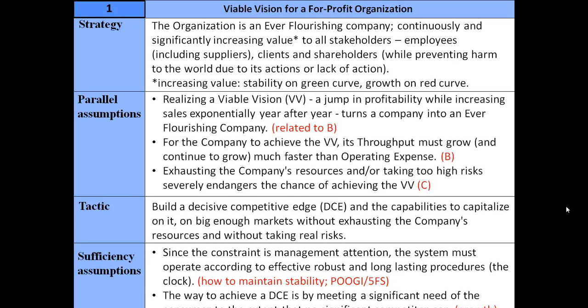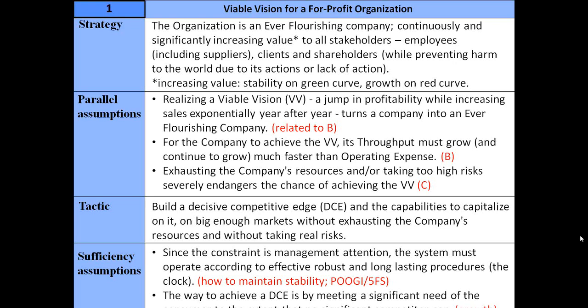Second component, capabilities to capitalize on it. Just because you have a decisive competitive edge doesn't mean that your sales are going to grow exponentially. You have to be able to capitalize on it. And in some cases, organizations need to do effective marketing and sales to make that happen on big enough markets, so we're not fighting for some piece of a small pie, but a huge market that gives us plenty of room to continue to have the exponential growth, and without exhausting the company's resources and without taking real risks. So notice that the first three components come from the growth side of the core conflict, and the last two components of this tactic come from the stability side of the core conflict.